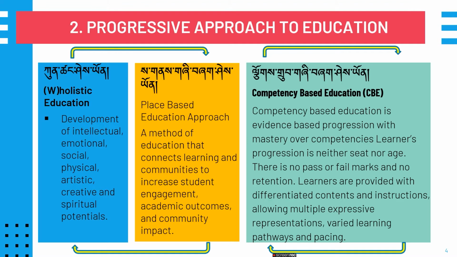It is also based on competency-based education. Competency-based education refers to a system of instruction, assessment, grading, and academic reporting based on students demonstrating that they have acquired the knowledge and skills they are expected to acquire as they progress through their school education. Finally, it is holistic education. Holistic education focuses on the development of learners' intellectual, emotional, social, physical, artistic, creative, and spiritual potentials of each child.